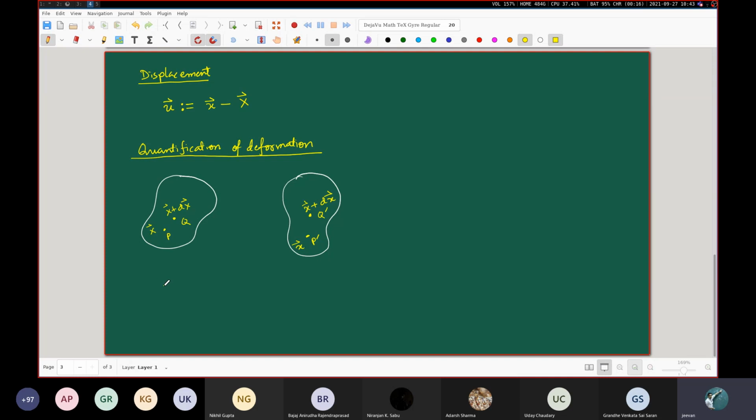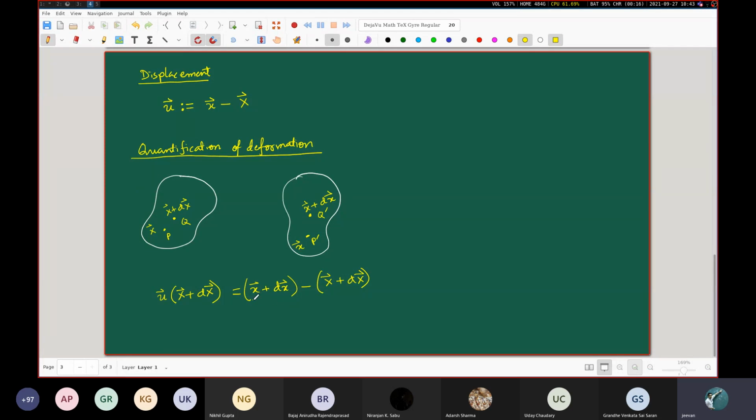What is the displacement of the point Q going by this kind of a definition? Tell me. Small x plus d small x, minus capital X minus capital dX. Yes. All right, so this is what we have.